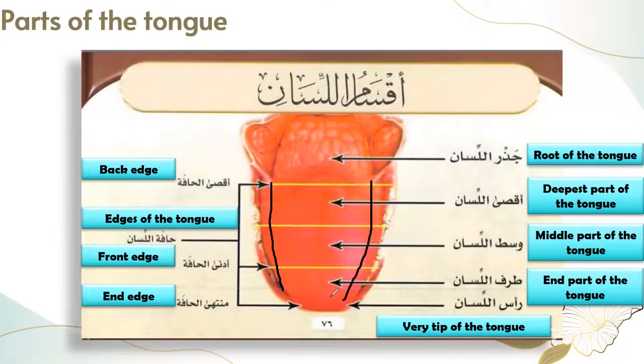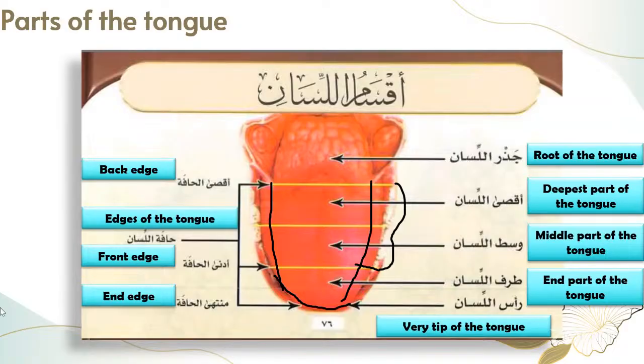Okay. And now coming to the hafatul lisan, the sides of the tongue. The sides of the tongue are divided again into 2 parts, the back edge and front edge. So the back edge we will call the aqsal hafa. Okay, hafa means edge, aqsa means the farthest. Now the front hafa or adnal hafa. Okay, so this aqsal hafa and adnal hafa are on the right side and on the left side. Okay, so these are the major parts of the tongue.